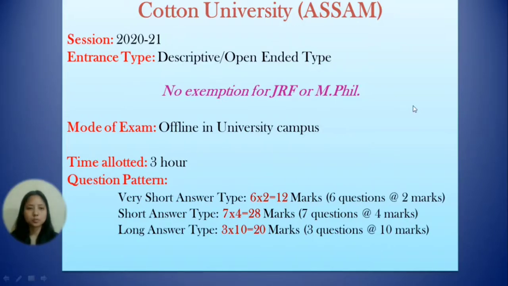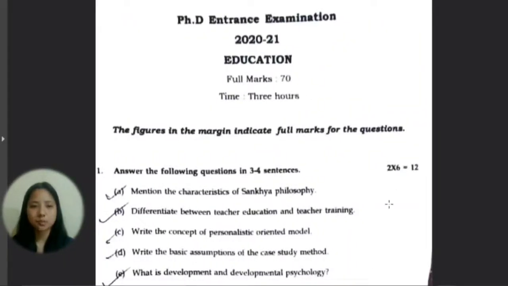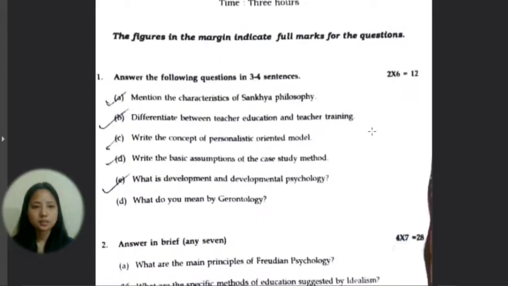So now let me show you the question paper of Cotton University. So this was the entrance question paper of Cotton University of the year 2020 to 2021. So the total full marks was 70 and the time allotted was 3 hours. So here you can see the first section is: Answer the following questions in 3 to 4 sentences. So here you have to write all the questions.